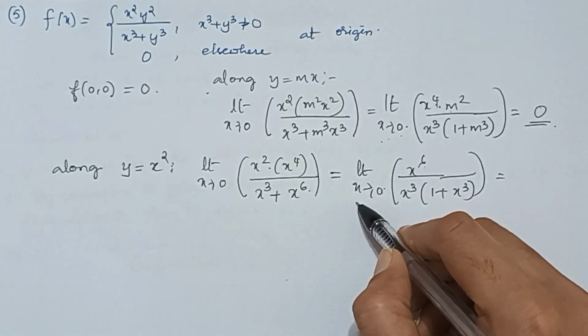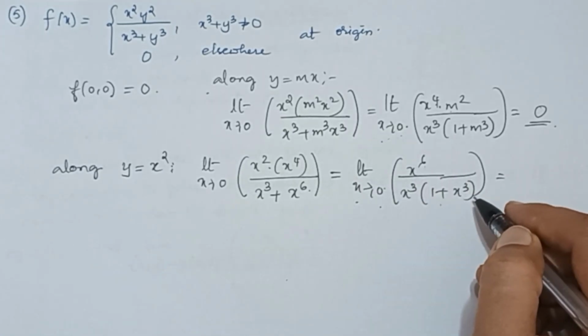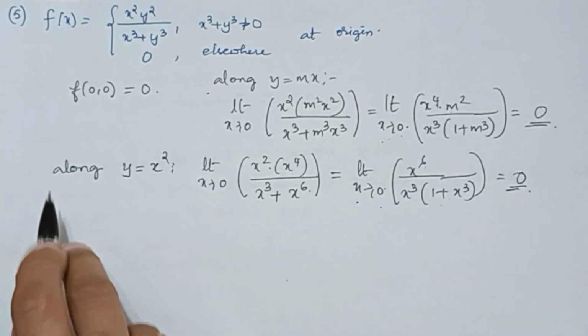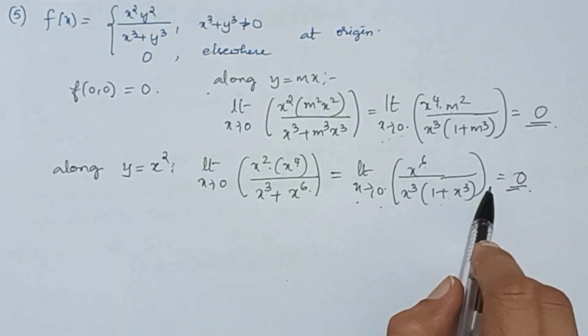As x tends to 0, 0 by any value you will get 0. 0 by 1 it is equal to 0. So along this path also you got the value of the limit as 0.